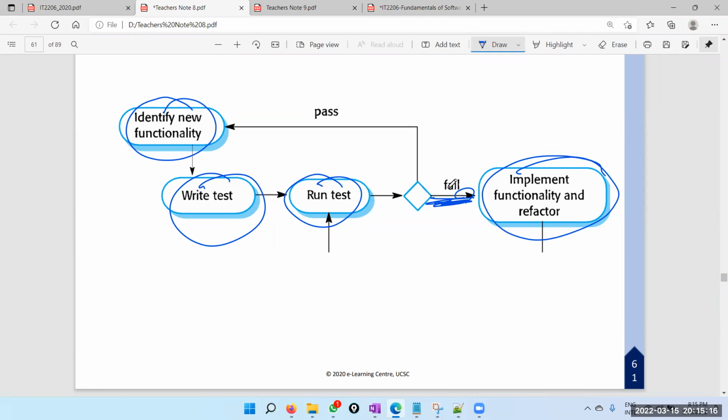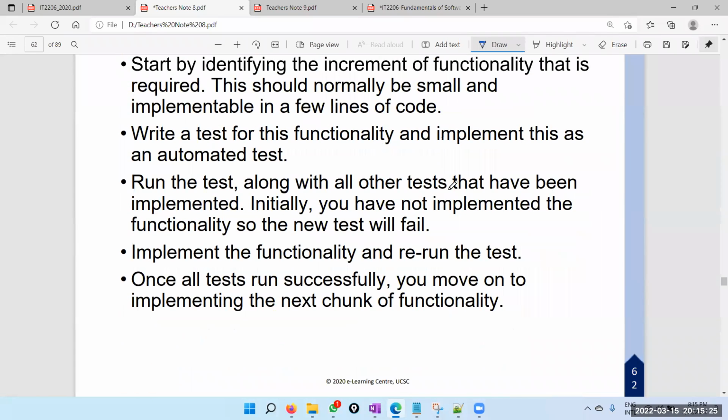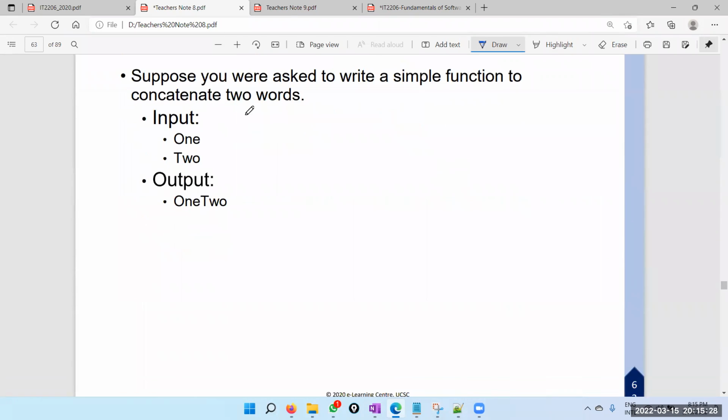So if it passes, now we are done. Otherwise, you have to implement and fix it again, and so on. So these are some examples.